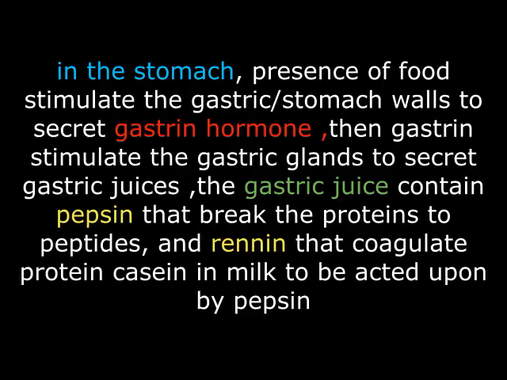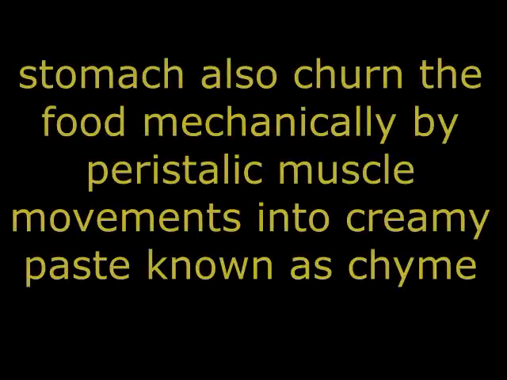Then the gastric juice produced contains pepsin, which breaks down proteins to peptides; renin, which coagulates the milk protein casein so it can be attacked by pepsin; and hydrochloric acid, which provides the pH and also kills the bacteria. Don't forget that. Then the food flows to the duodenum. In the duodenum, the pancreas secretes pancreatic juice. Remember that one, it is stimulated by secretin.